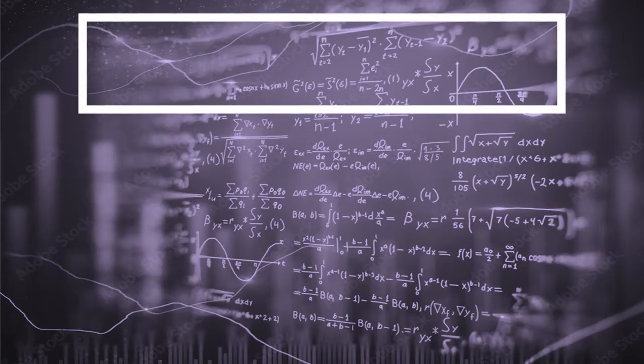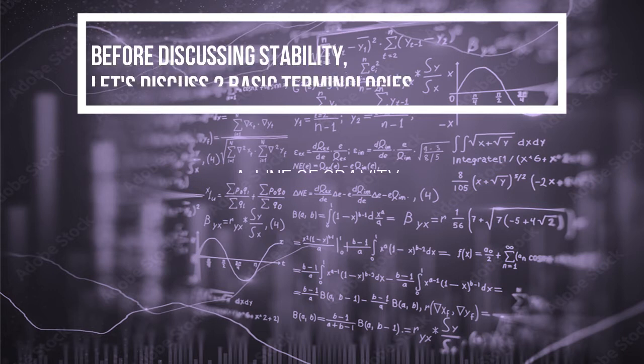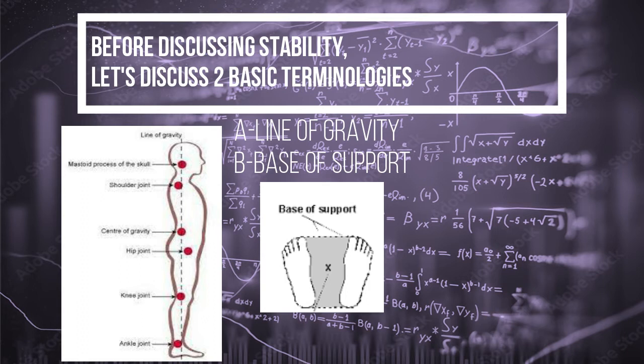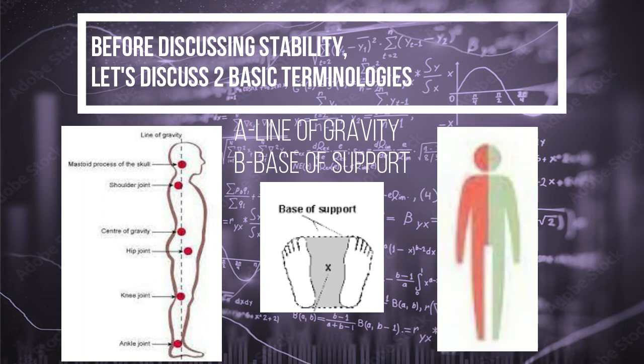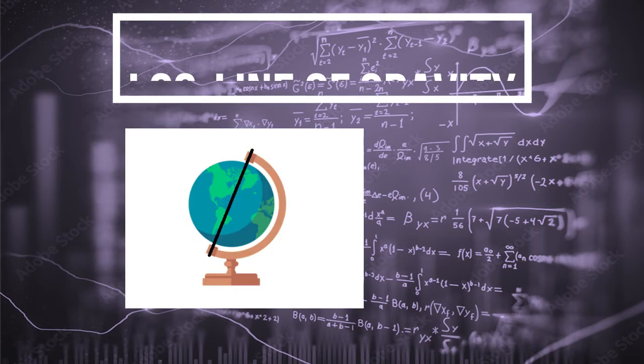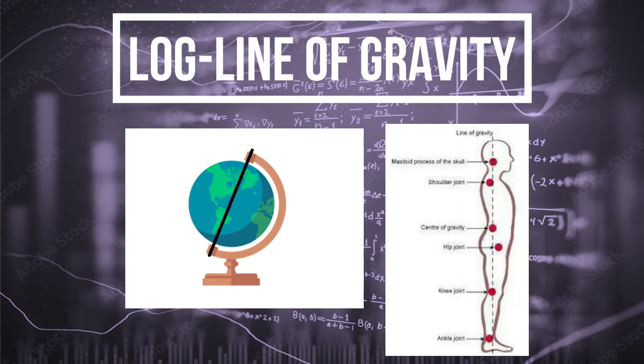So, before discussing stability, let's define some basic terminologies, i.e., line of gravity, and base of support. These basic concepts should be considered thoroughly when dealing with a patient whose balance is affected, for example, hemiplegia cases. To understand line of gravity, imagine a line that runs vertically through the Earth's center of mass. This line is perpendicular to the Earth's surface. This is line of gravity.